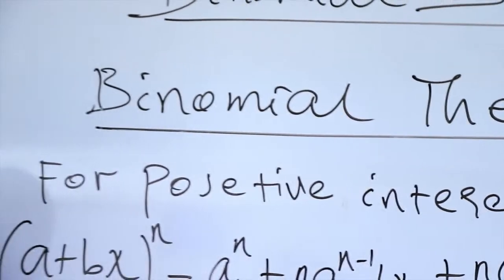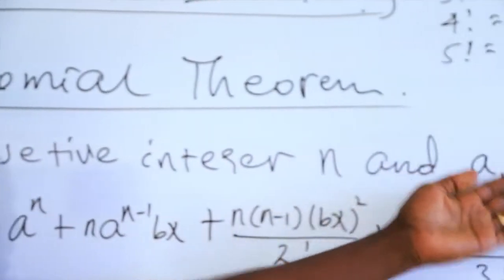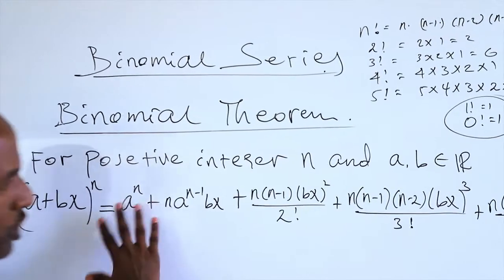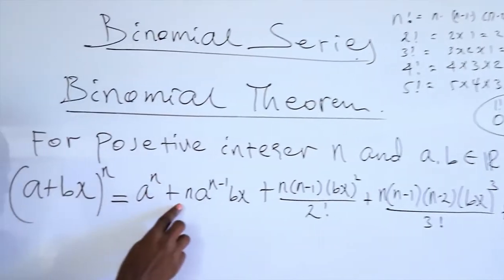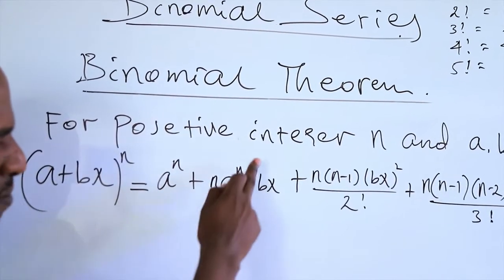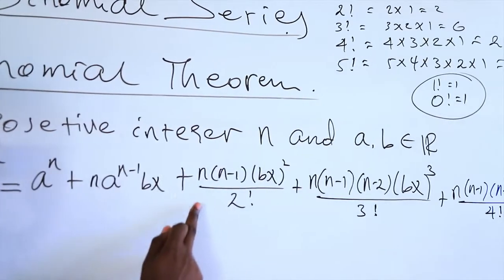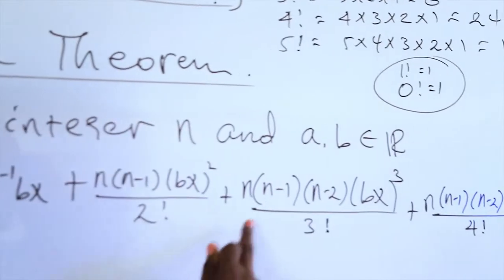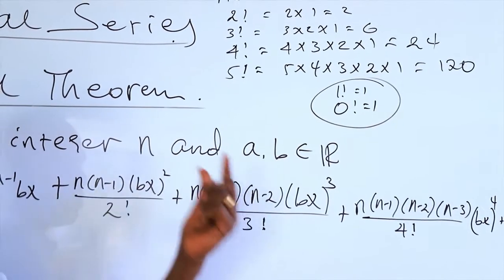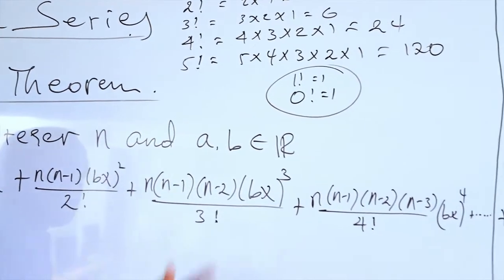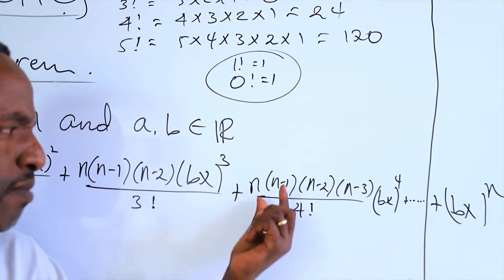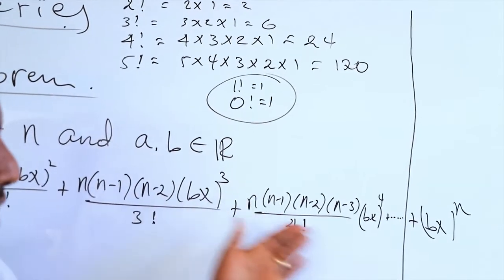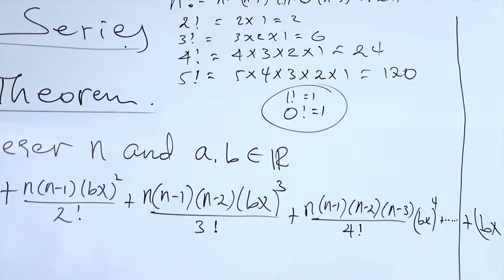Now, having this in our mind, our topic, the binomial theorem, says that for any positive integer n, and a and b real numbers, (a + bx) to the power of n equals, in this form, a to the power of n plus n times a to the power of n minus 1 times bx plus n times n minus 1 times (bx) to the power of 2 over 2 factorial plus n times n minus 1 times n minus 2 times (bx) to the power of 3 over 3 factorial plus n times n minus 1 times n minus 2 times n minus 3 times (bx) to the power of 4 over 4 factorial plus up to (bx) to the power of n.